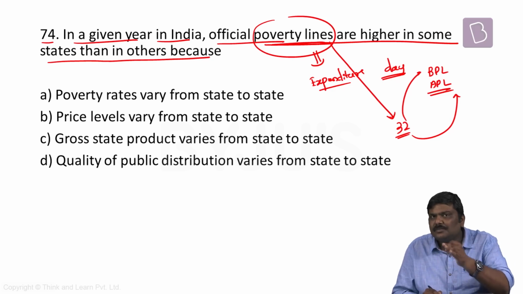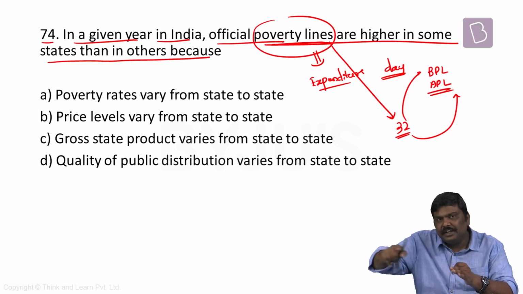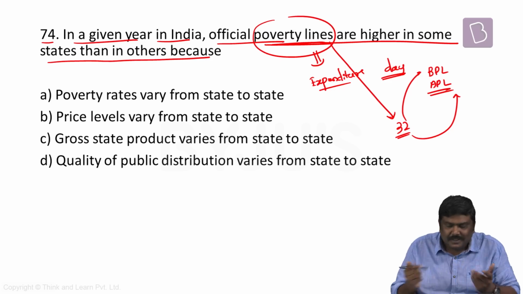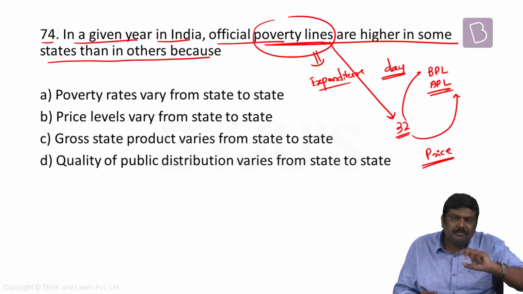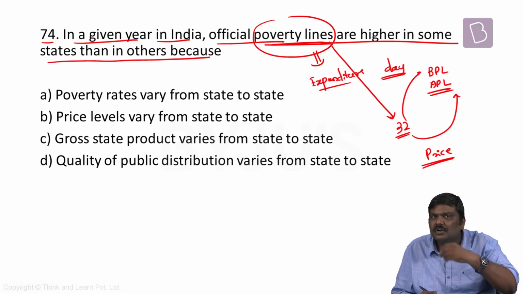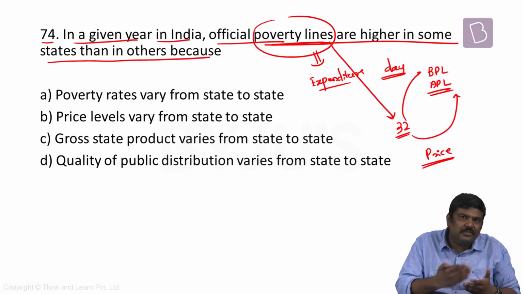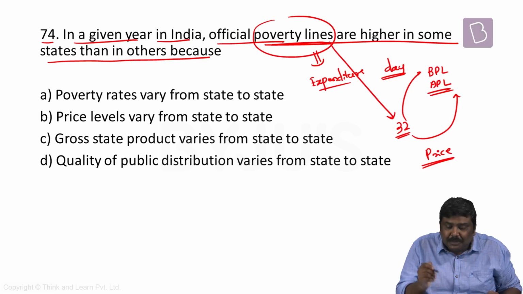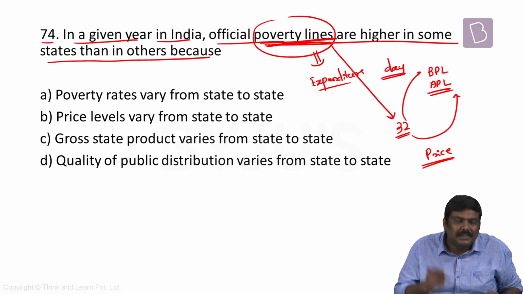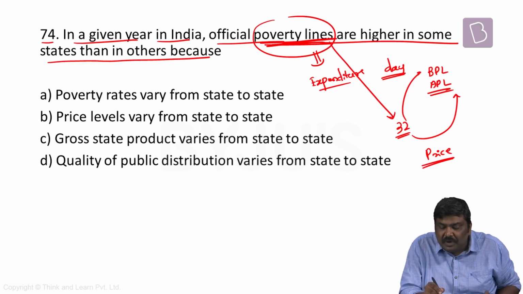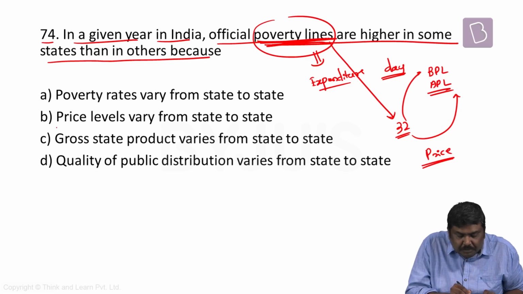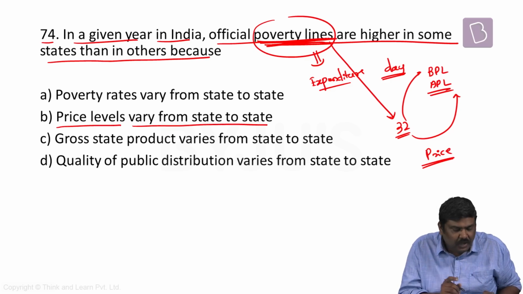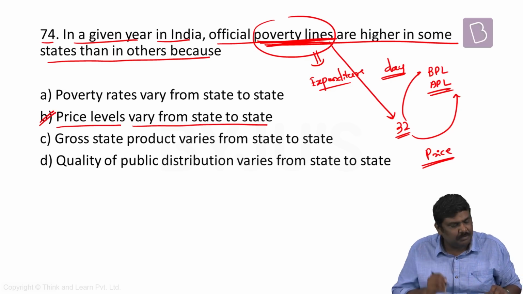And this particular concept of a poverty line will vary from one state to another state for a simple reason. The price levels in each of the states will vary. And when the prices of these particular goods or commodities vary from one state to another state, the poverty line should also vary. That is the basic argument here. So based on this discussion, poverty lines will vary from one state to another state, for a simple reason: the price levels will vary from one state to another state. So the right option will be option B.